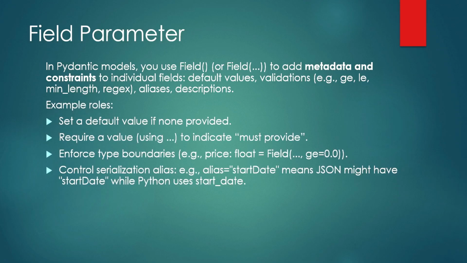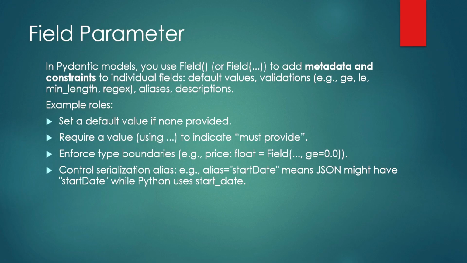Example rules: set a default value if none is provided. Require a value using triple dot. Using triple dot, you can explicitly mention that this field is mandatory, to indicate it must be provided. Enforce type boundaries, for example price as float. If you write price as float, then you can write Field with triple dot, that's a mandatory field, and greater than or equal to 0.0.